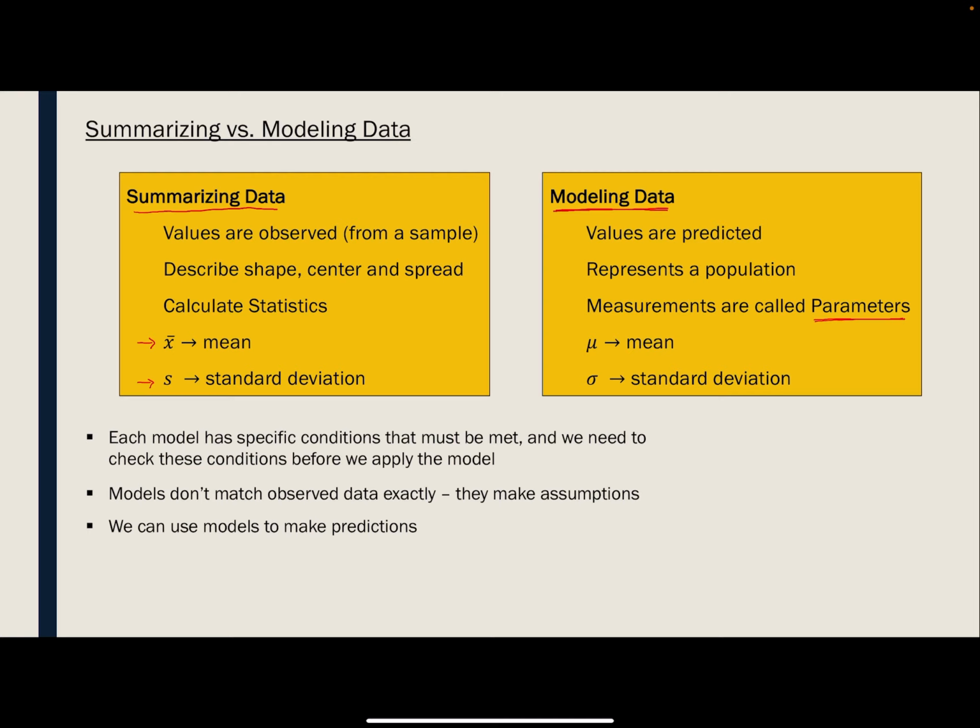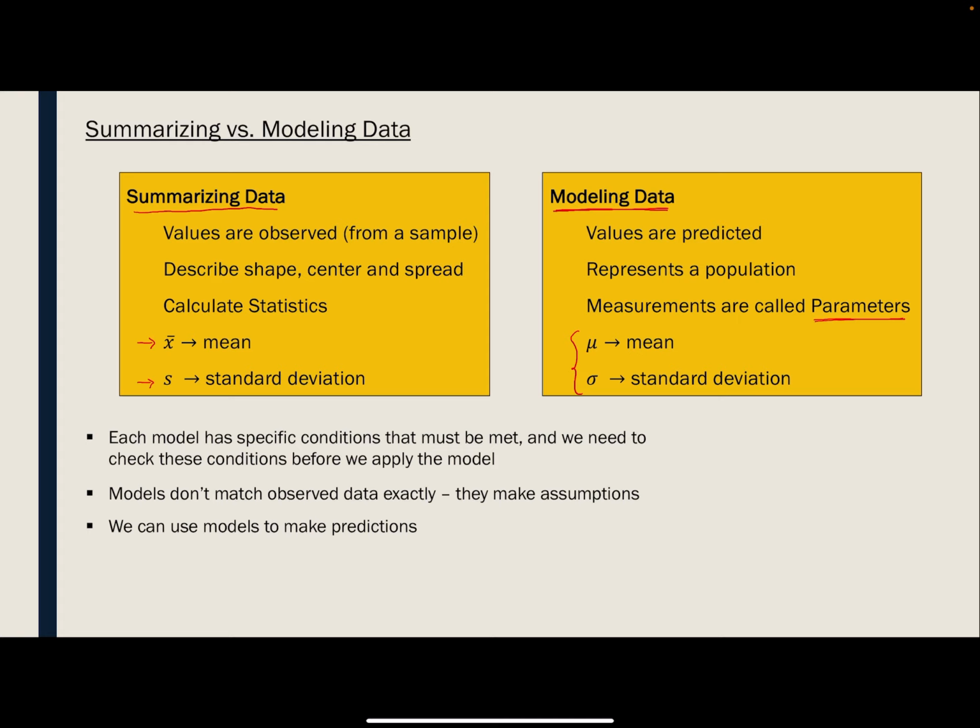And we use Greek letters like mu and sigma to describe these parameters of the population, so that when we're writing something really quickly, we can just use this symbol and then everybody knows that we're talking about a population instead of a sample.